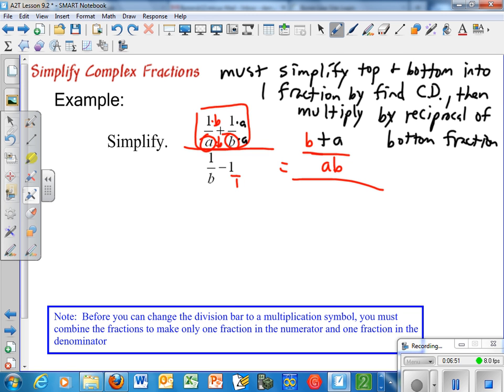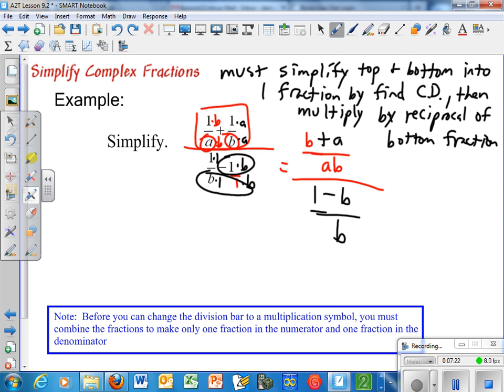On the bottom, what's your common denominator? If I look at these two denominators, my common denominator is B. Now, I multiply by 1 here, so that doesn't change anything. I'm going to get a 1. Here, I have to multiply by B, so I multiply the top by B. So I have minus 1B or minus B. So what I've done there is found a common denominator on top combined into one fraction, found a common denominator on the bottom combined into one fraction.